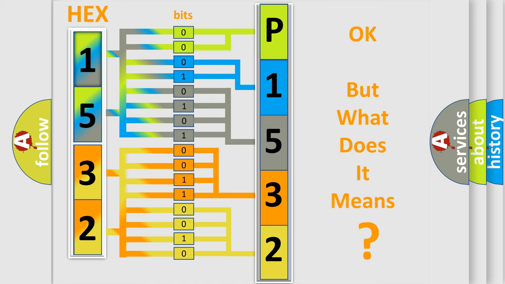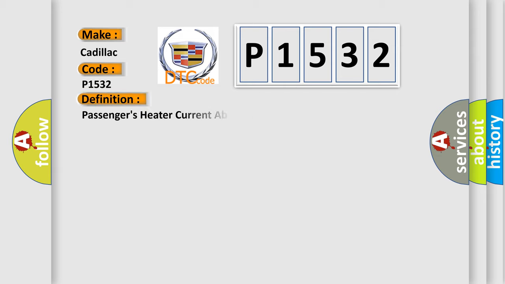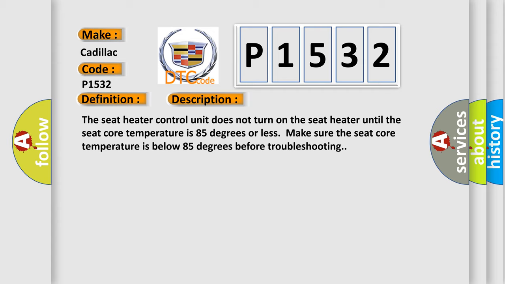The number itself does not make sense to us if we cannot assign information to what it actually expresses. So, what does the diagnostic trouble code P1532 interpret specifically for Cadillac? The basic definition is passenger's heater current abnormal low. And now this is a short description of this DTC code.